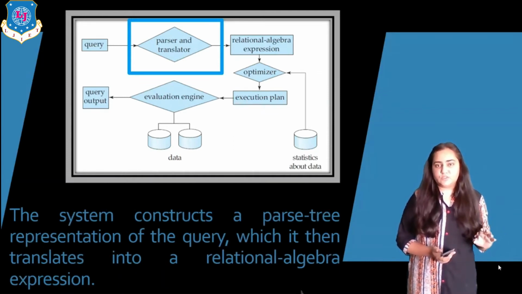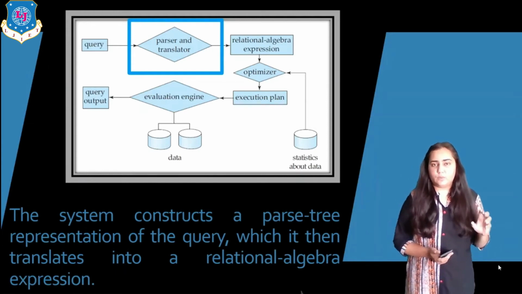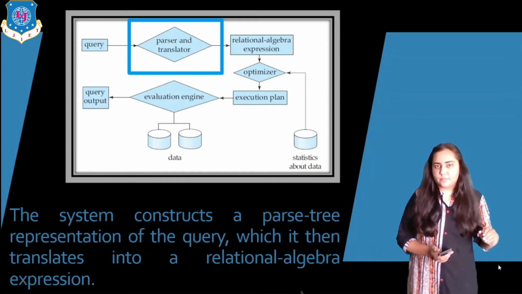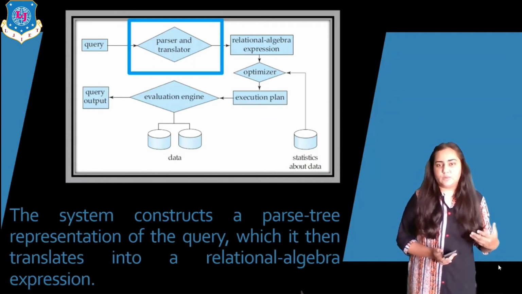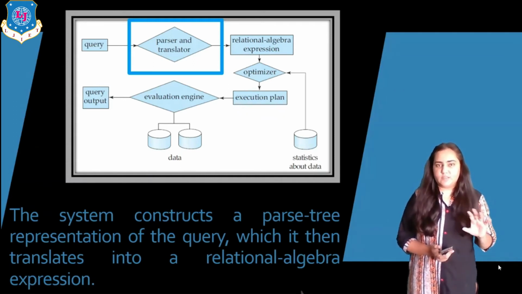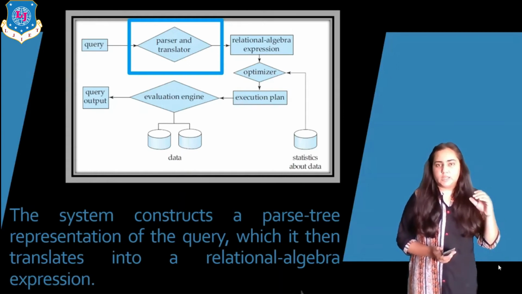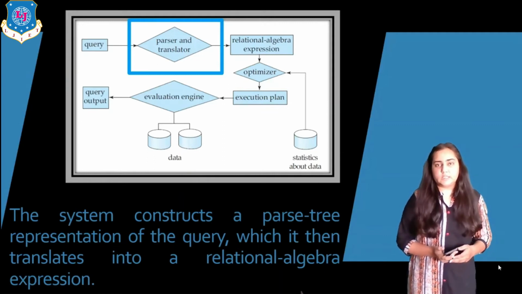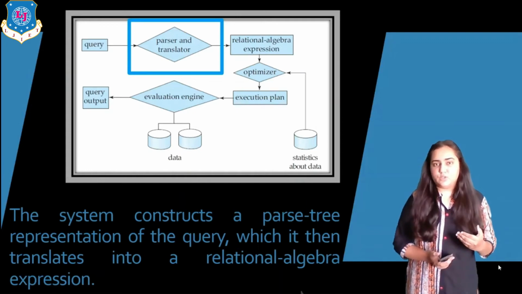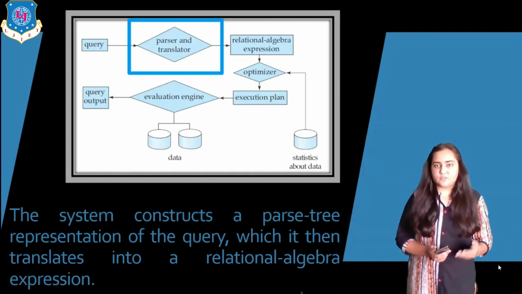And afterwards, the system constructs a parse tree representation of the query. A parse tree representation of the query is where each operation is written in the form of a tree. And you'll understand this better as we proceed with query processing in my further videos. But a parse tree is nothing but where operations are kept in a hierarchical order, and then this parse tree is translated into a relational algebra expression. Because, like I said, relational algebra is not a declarative language, but a procedural language, whereas SQL is declarative. So we have to convert it into this type of a procedural construct.